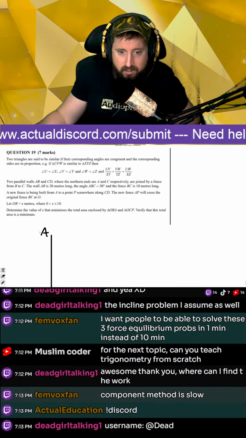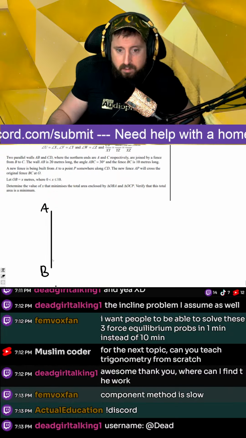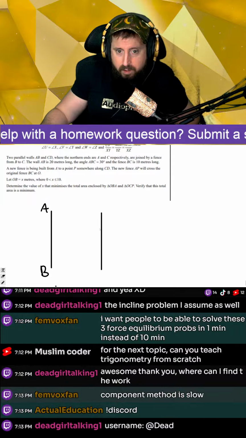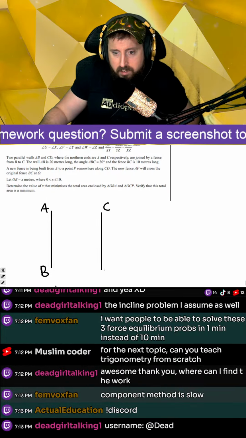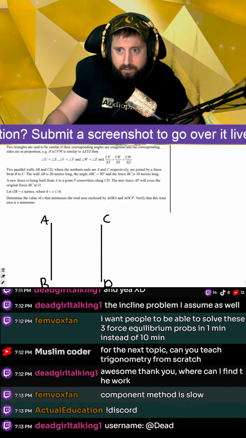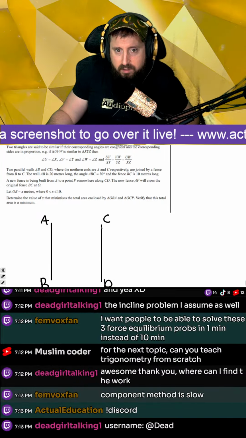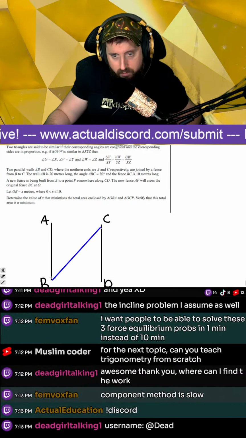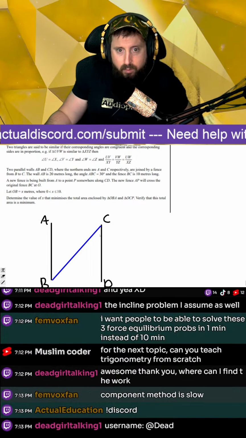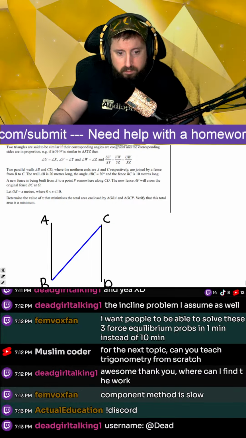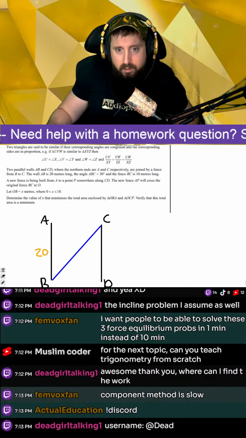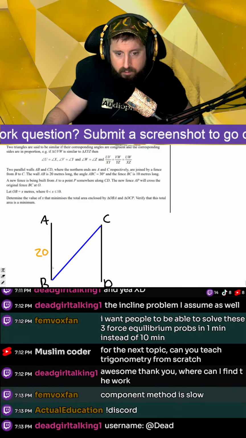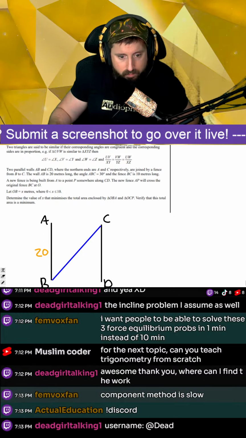So A and B. And then we have C and D, joined by a fence from B to C. Okay, so then there's a fence from B to C like this. The wall AB is 20 meters long. Okay, so this is 20. Angle ABC is 30 degrees. Love that. Well, let's use different colors for angles.